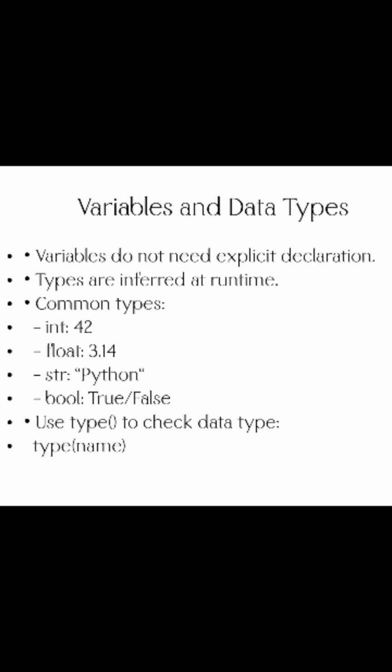And for the numeric types, we can give int, float, complex. And for sequence types, we can give list, tuple. And for mapping type, we can give dictionary, that is dict. And for the set types, we can give set and frozenset. And for the boolean type, we give bool.